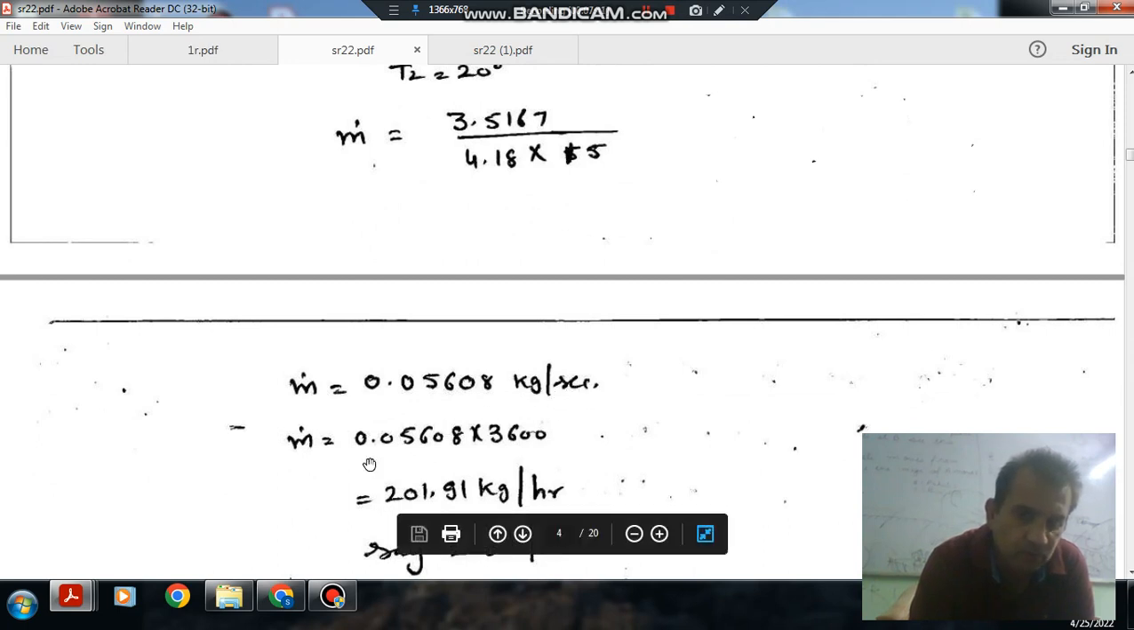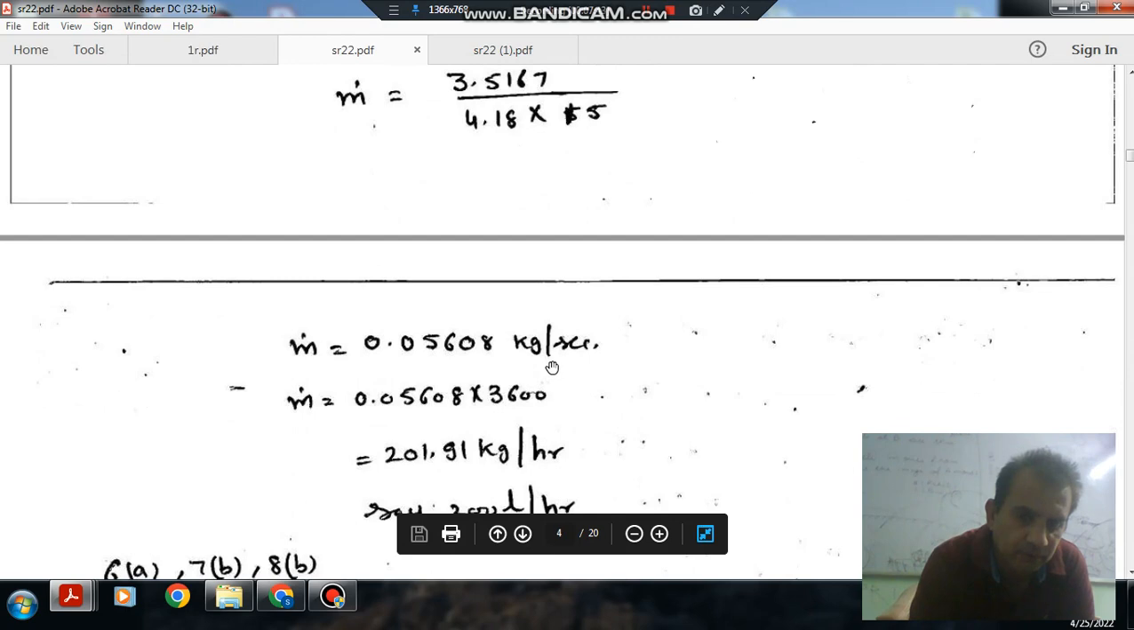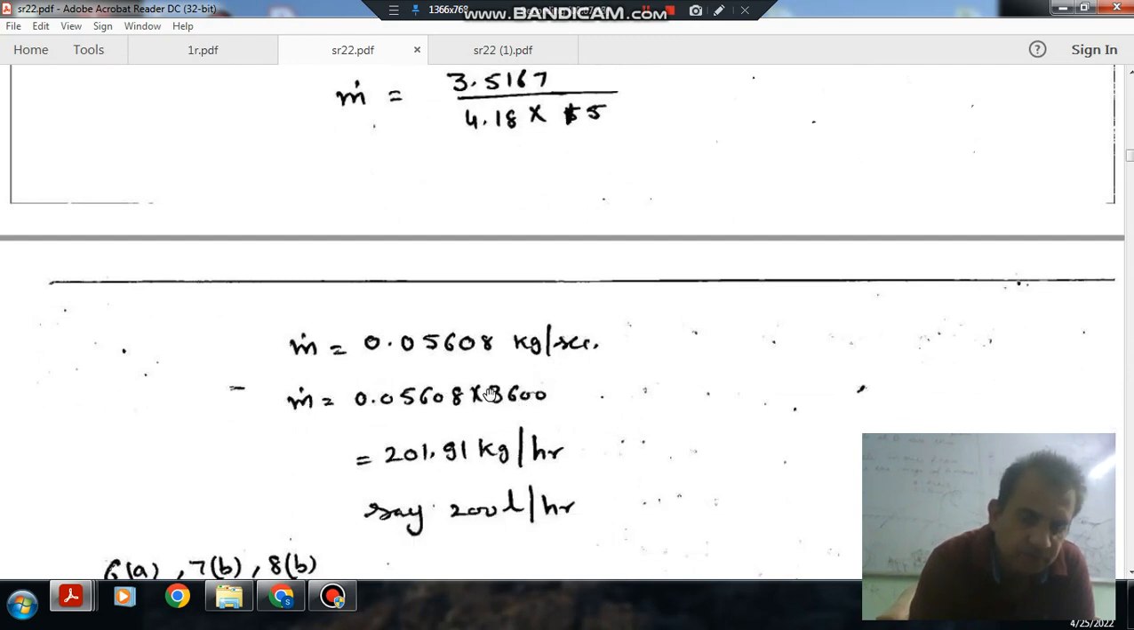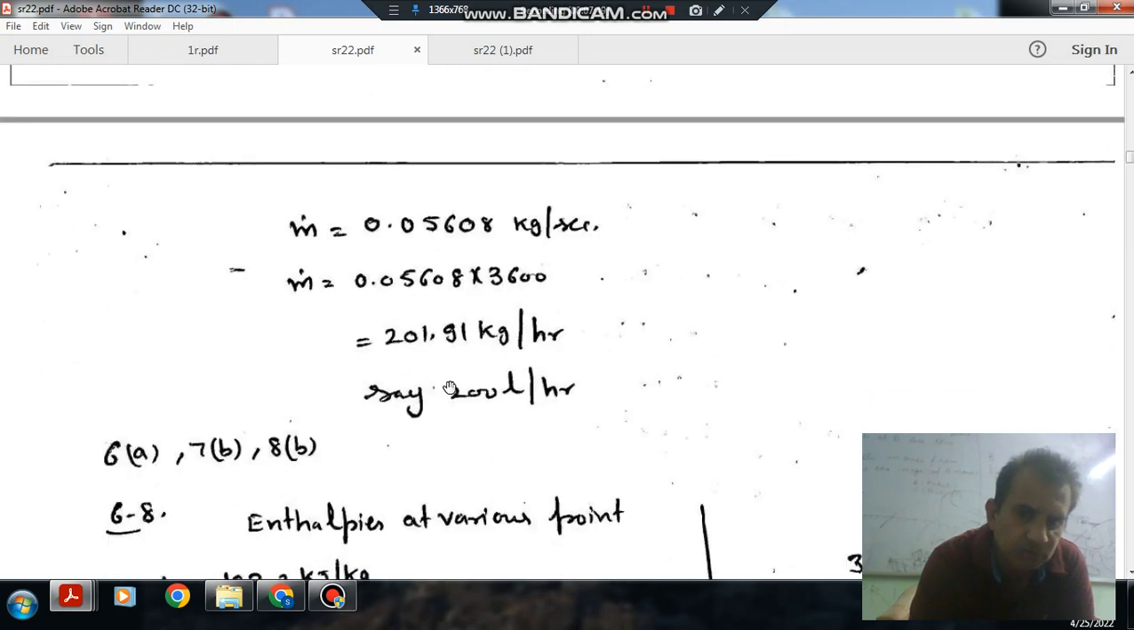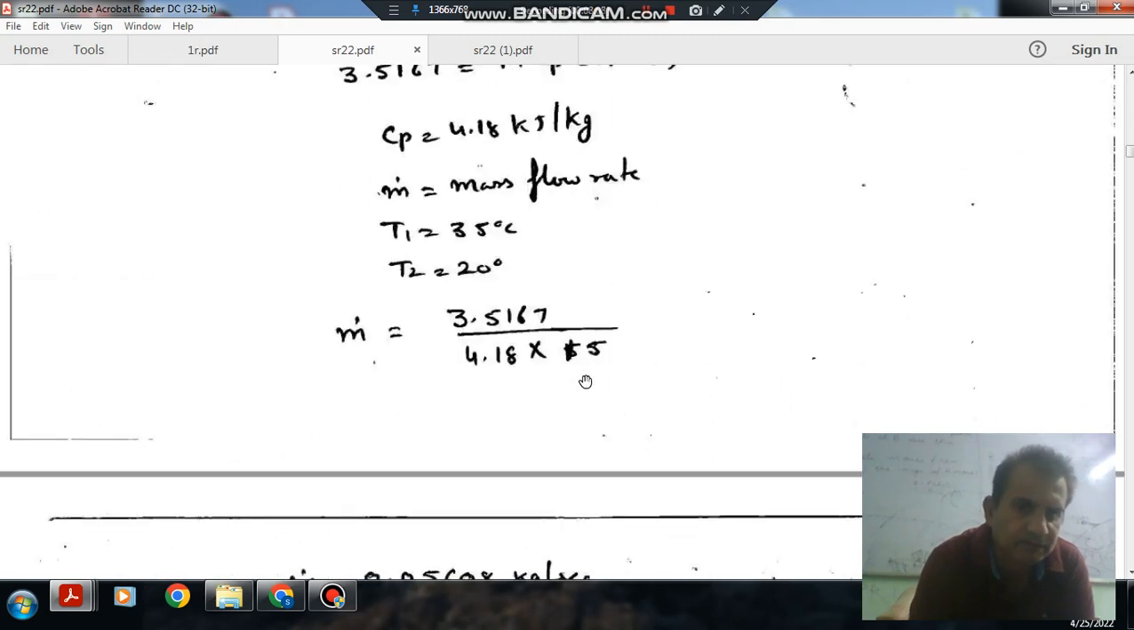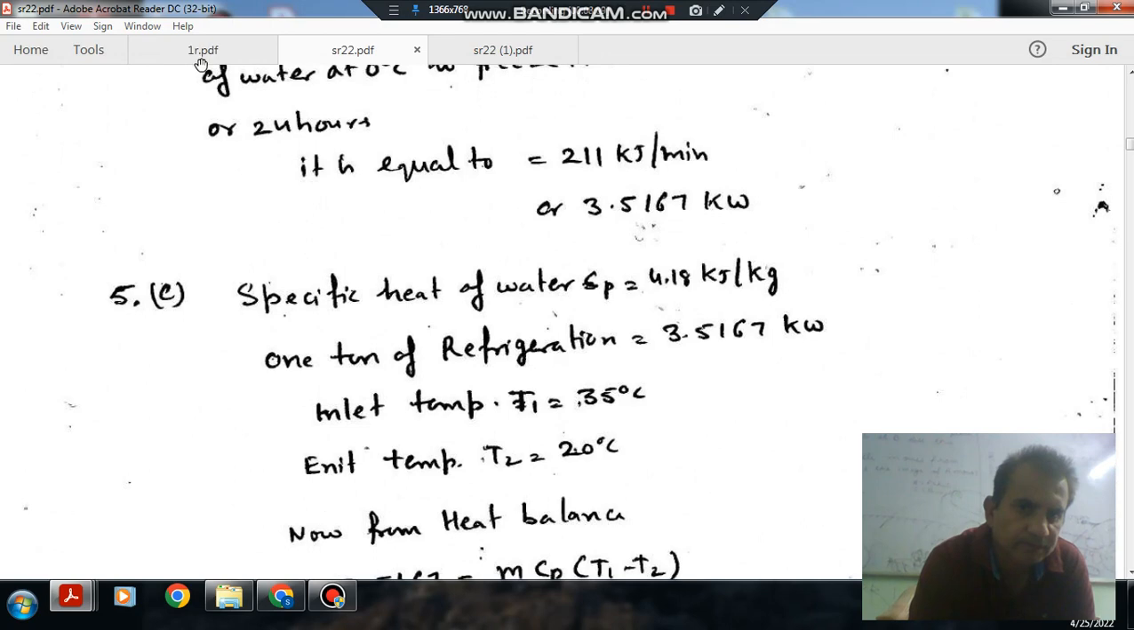That is per second, so per hour it will be multiplied by 3600. So it will come out as 201.91 kilogram per hour. In liters, since 1 kilogram of water is equal to 1 liter, it is approximately 200 liter per hour. So the answer is option C.